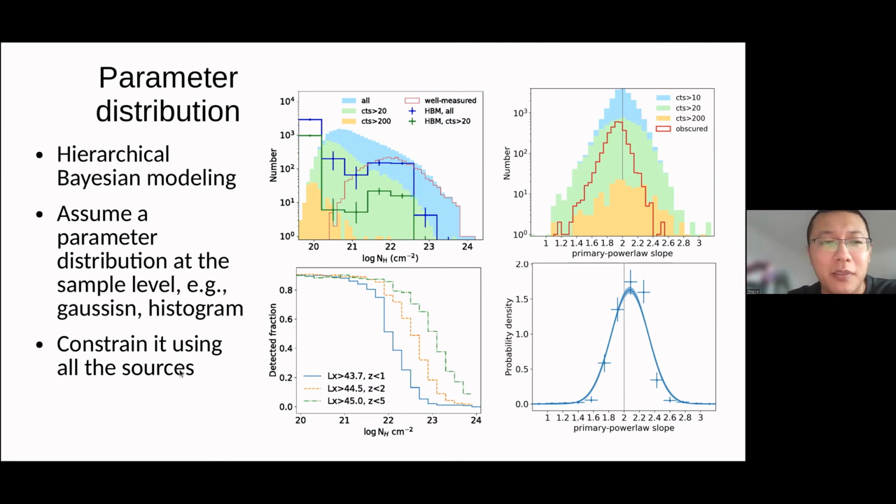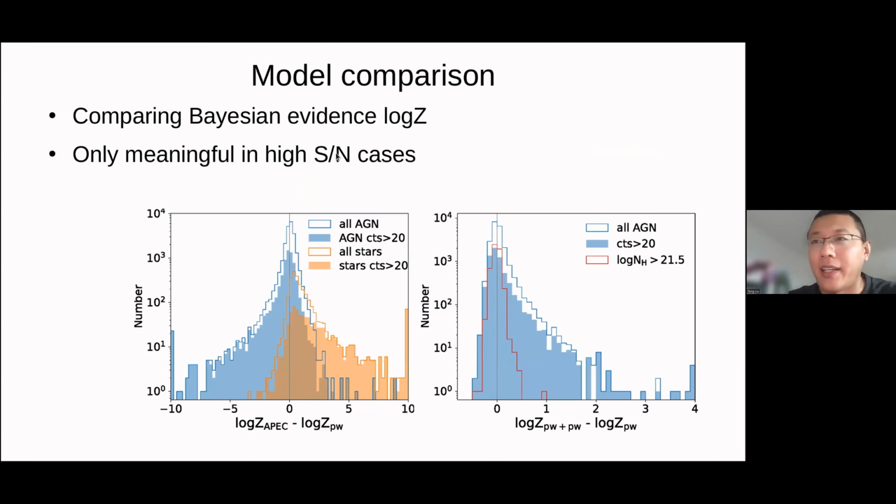So the hierarchical Bayesian modeling method does not correct for such sample selection bias. The selection bias is still kept in the result. And also, since the Bayesian method calculates the Bayesian evidence, log Z, we can use this value to compare different models.